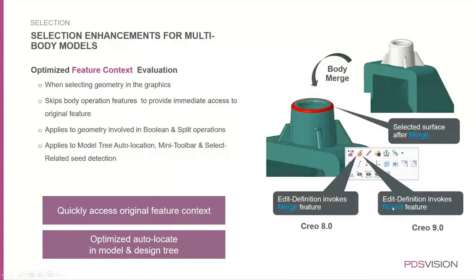So the idea is that we are skipping the body operation features to provide you access to those geometrical features that are actually generating the form, assuming that you most likely don't want to tamper with or modify the body merge or something like that.